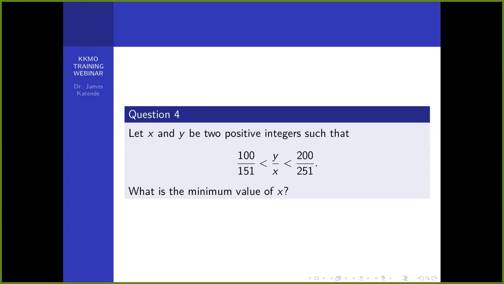Any ideas? Okay. So the only one I have so far, I don't think it's that important, is that for x to be minimum, then the fraction has to be maximum. So it has to be as close as possible to 200 over 251. And in my thinking, that should be 200 over 250. No, wait, that will be larger than it. So yeah, I think the denominator should be 250, and then the numerator should be something that can simplify with it.